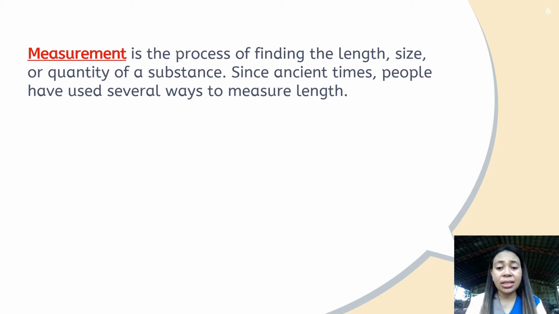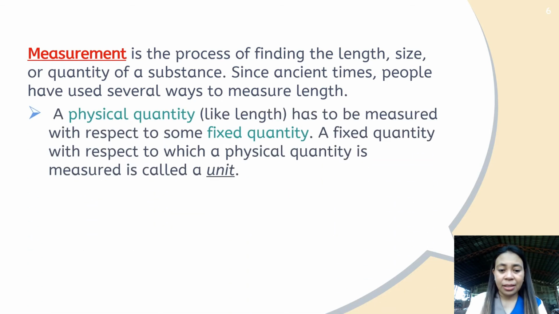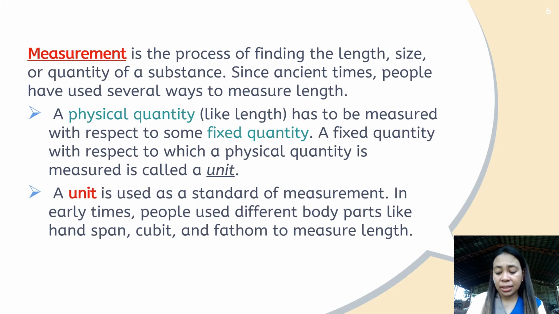Since ancient times, people have used several ways to measure length. Length is a physical quantity. Other examples of this are mass, distance, or temperature. These are physical quantities that have to be measured with respect to some fixed quantity or a reference standard. A fixed quantity with respect to which a physical quantity is measured is called a unit. So a unit is used as a standard of measurement.